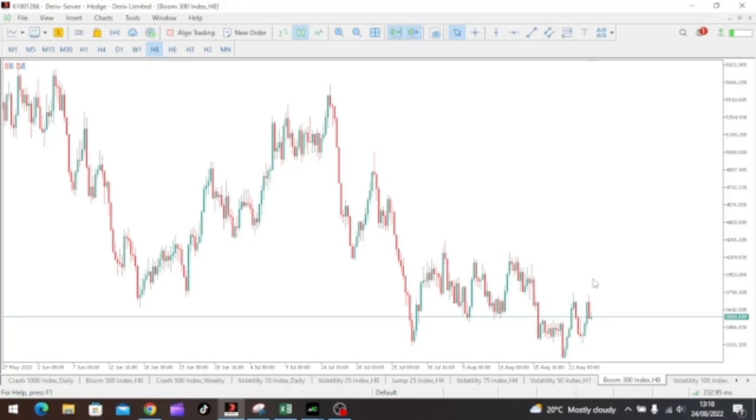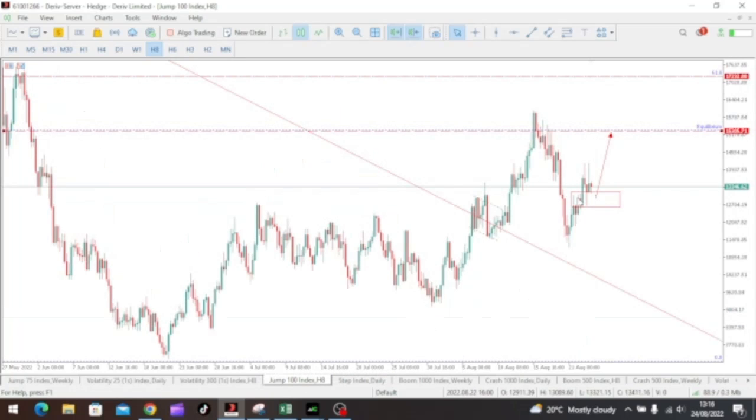For purposes of this conversation, I'd like to start with the jump 100. So let's go to the jump 100 monster and see what it's doing.